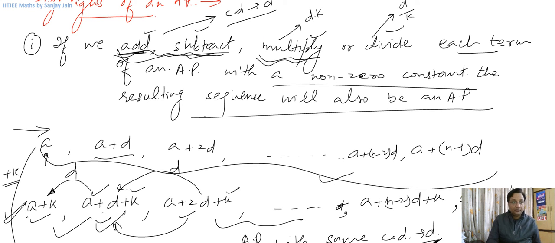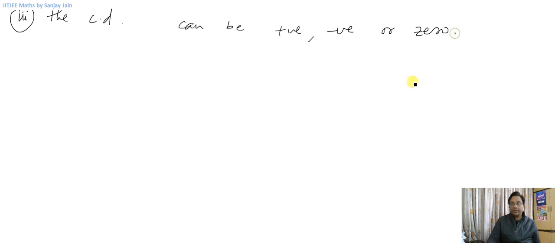So the next highlight that I would like to discuss is that the common difference of an AP can be positive, negative, or zero, right? So I may have a positive common difference, a negative common difference, or zero. In case of positive common difference, it will be an increasing AP. In case of negative common difference, it will be a decreasing AP. And in case of zero, all the terms will be same.